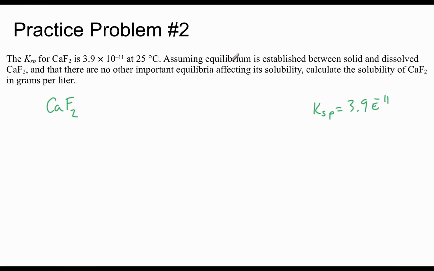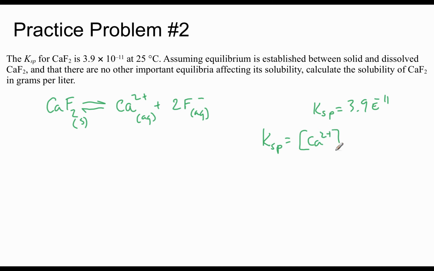Now it says, assuming equilibrium is established between solid and dissolved calcium fluoride, and that there are no other important equilibria, calculate the solubility in grams per liter. This one's not going to be too bad. We're going to write our equation: CaF2 solid goes to Ca2+ plus 2F-. I need to remember that the CaF2 is a solid, and these are both aqueous. Then I need to remember what my KSP expression is. It's always a good idea to write that so we don't forget that it's Ca2+ times the concentration of F-, and that's squared, because that will totally throw us off. And we're going to do our ICE chart here.